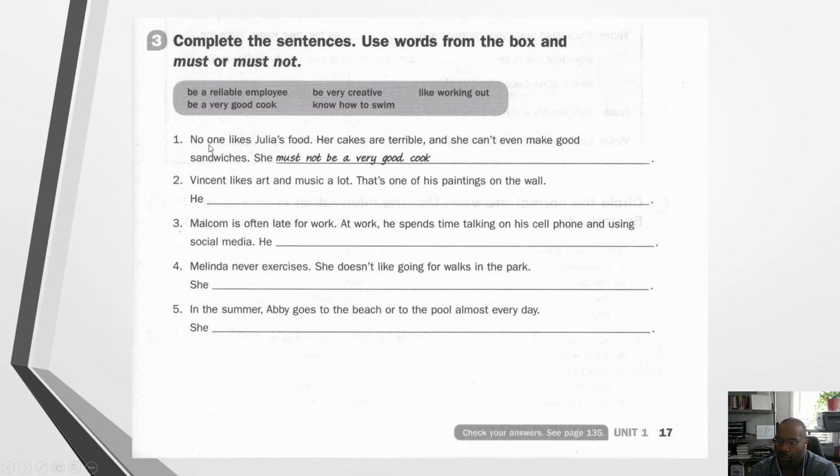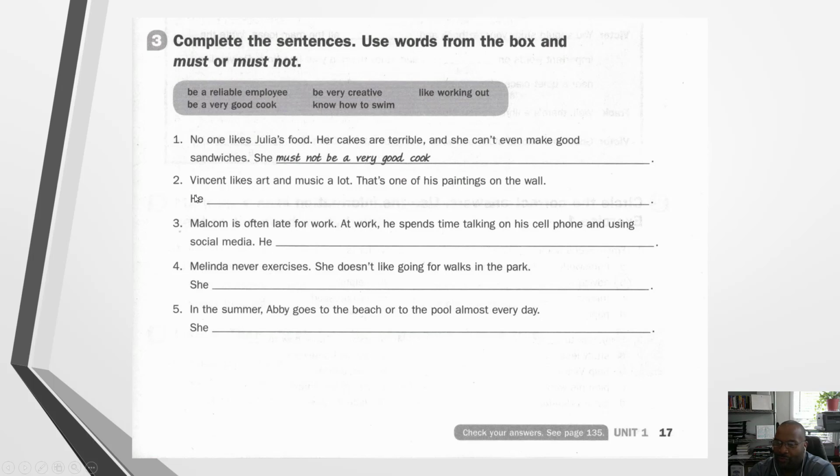This is what we know. No one likes Julia's food. That's messed up. Her food is nasty. And her cakes are terrible. And she can't even make good sandwiches. That's bad. That's real bad. So the logical conclusion is she must not be a very good cook. So sad. Can't even boil water.